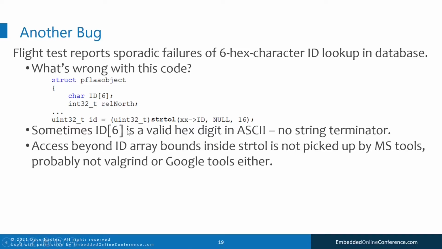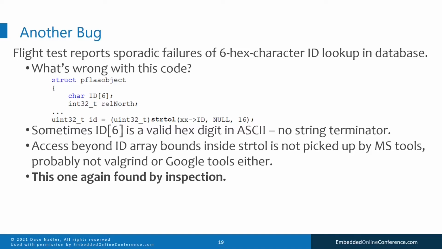Access beyond an array like this embedded in a structure is not picked up by the Microsoft tools nor any tools that I'm familiar with, not Valgrind and not the Google tools. So that's a rather difficult one to find. This one was again found by inspecting the code, because it mostly worked, but sometimes it didn't. So how could that happen?